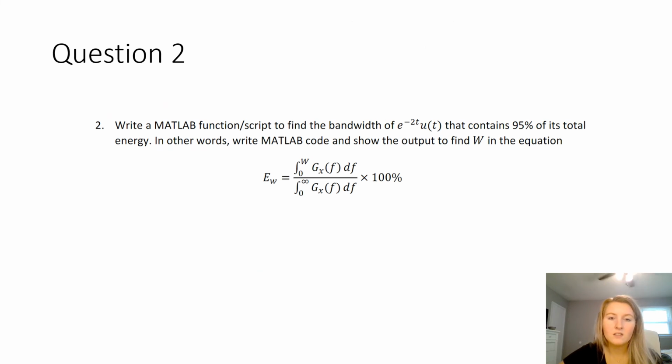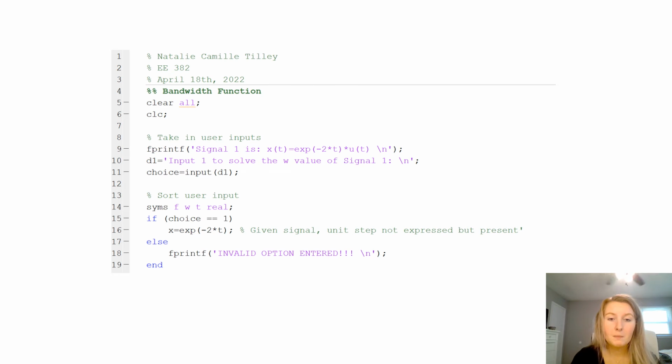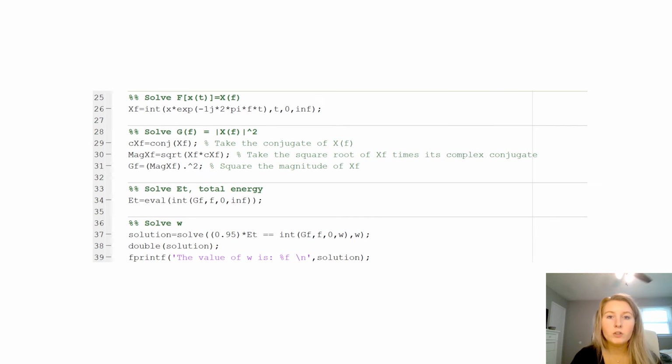This is our question 2. My function begins by asking for user input and then storing the signal in x. We want to transform lowercase x of t into caps F, so by doing that we are going to integrate our signal x times the exponent of negative j 2 pi f t with respect to t from 0 to infinity. Now we have caps F.